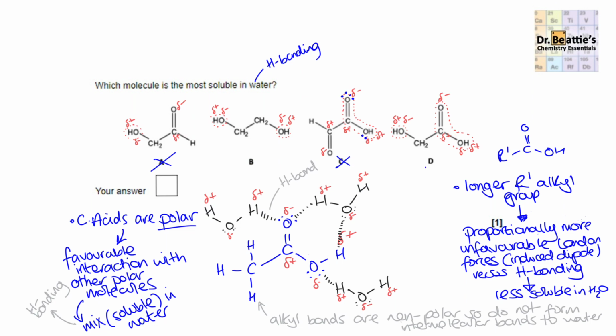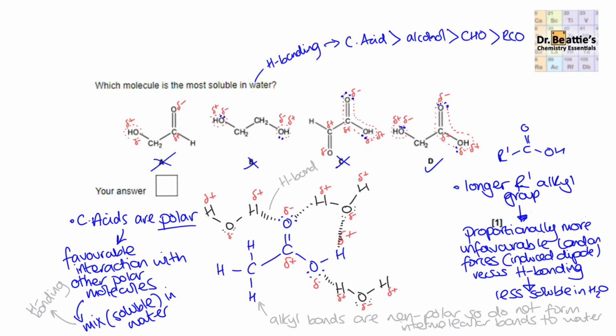Now D is the answer, and the reason being is that if we think about how many lone pairs there are in D compared to in B, obviously there are more sites here than there are in B in order for there to be these hydrogen bond interactions to water. So really, in terms of hydrogen bonding, the leaderboard is carboxylic acid wins over an alcohol, which wins over an aldehyde, which wins over a ketone.